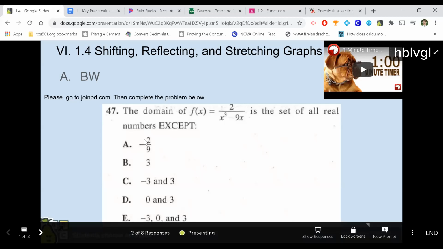Alrighty. This one is an ACT question. It's a high numbered ACT question. So I'm going to give you, like you would have on the ACT, 1 minute.